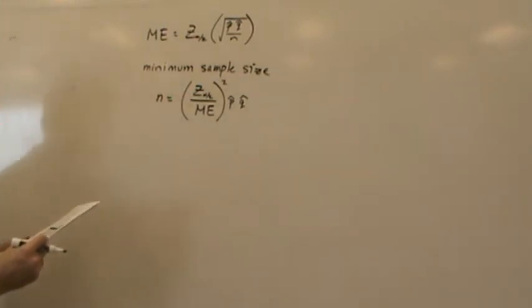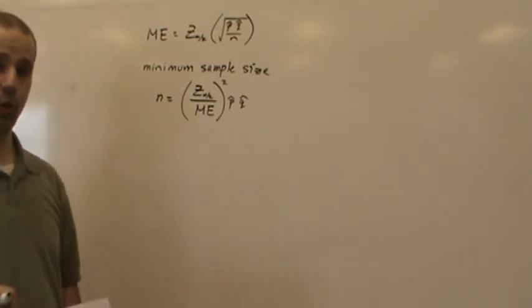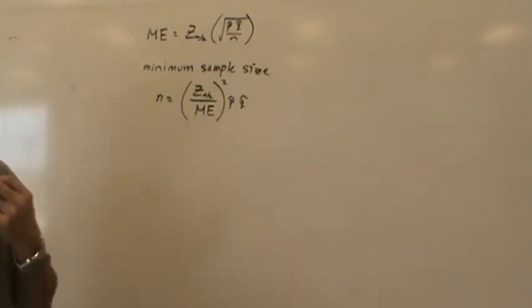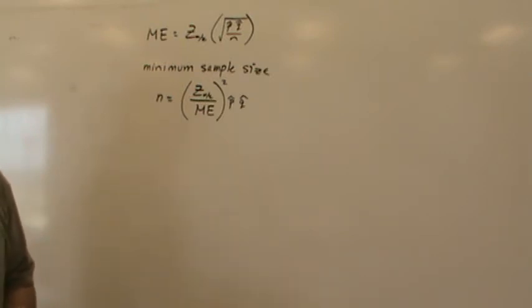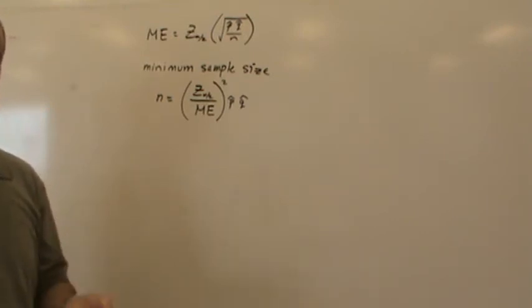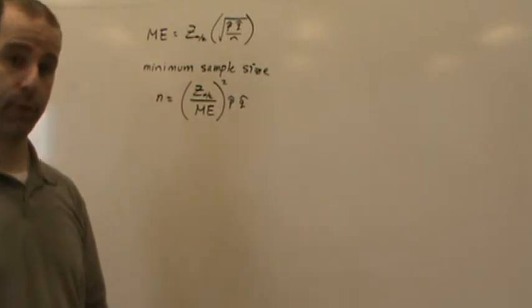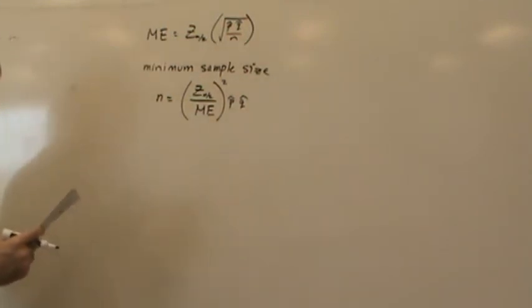Okay? So let's do an example. Oh, by the way, remember the key word for the margin of error is within. So if we say we want to make sure that we're within 3% of the value of p hat, or we don't want to be any further than 3% away from the true value of the proportion, then that's going to be margin of error. Or we say we don't want to be any further away than 3%. Okay, so those are key words for margin of error.